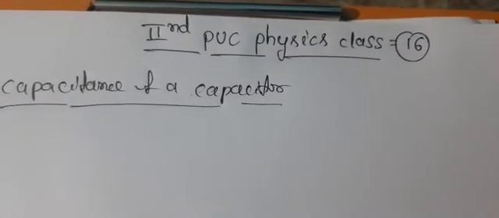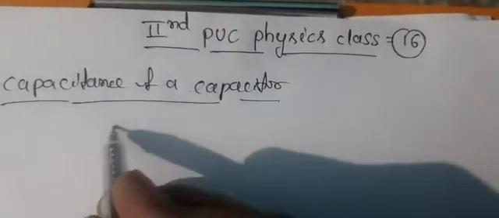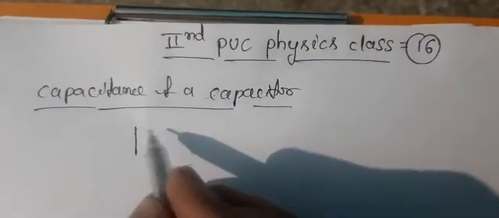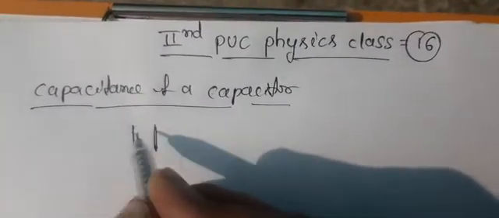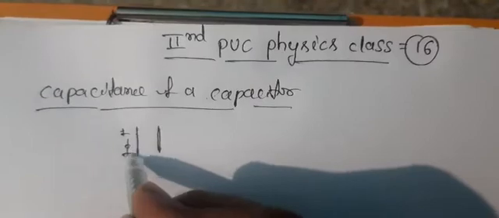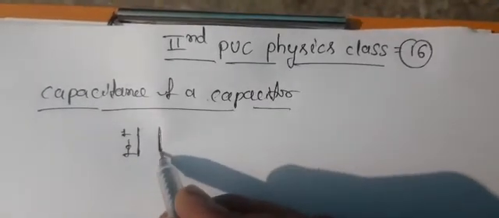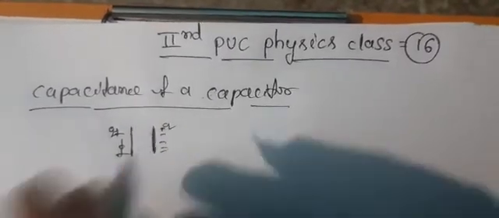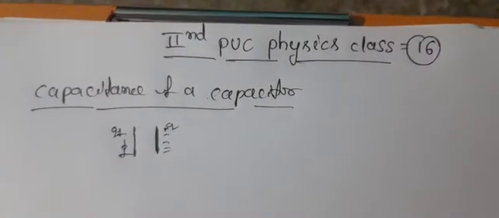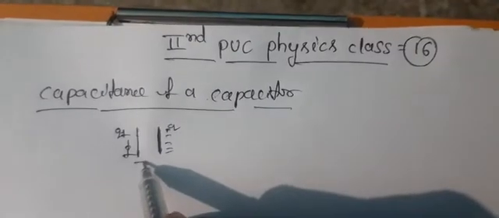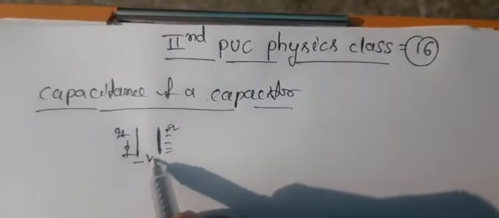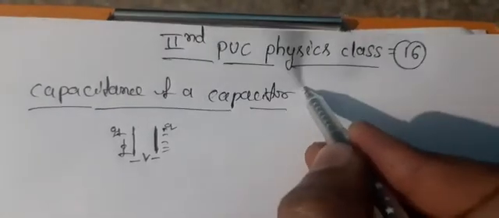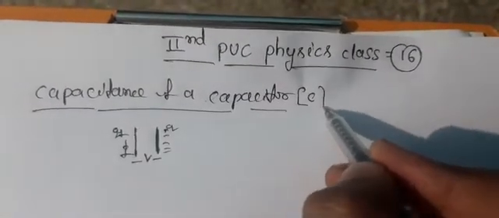A capacitor consists of two conductors. One conductor consists of positive charges, and the other conductor consists of negative charges. Plus Q and minus Q are the charges. The potential difference between the two conductors is V. The capacitance of a capacitor is represented by the symbol C.